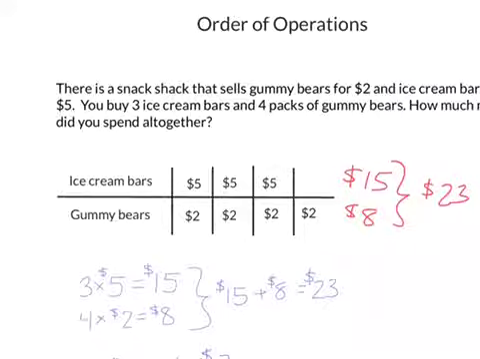This can also be written 3 times 5 is 15 for our ice cream bars. We have 3 ice cream bars at $5 each. 3 times 5 is 15. And here we have 4 gummy bears at $2 each. 4 times 2 is 8. So that's a total of 23.